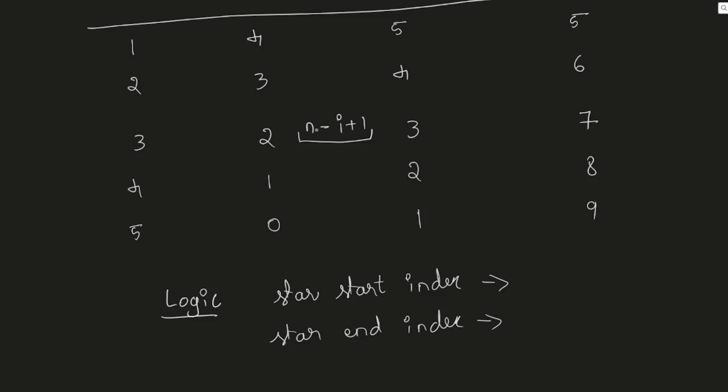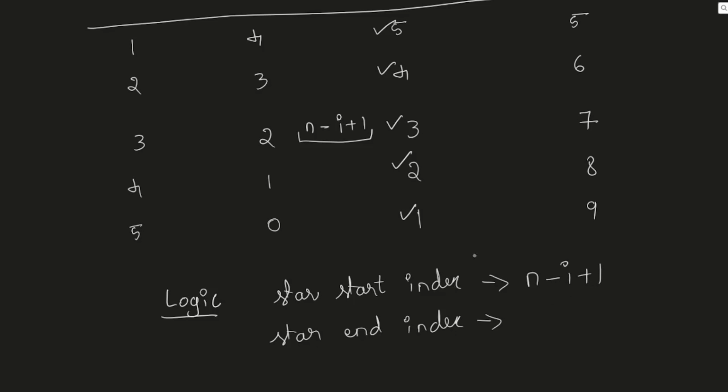For row 1, 5 minus 1, 4, 4 plus 1, 5. This is holding good. 5 minus 2, 3, 3 plus 1, 4. 5 minus 3, 2, 2 plus 1, 3. 5 minus 4, 1, 1 plus 1, 2. 5 minus 5, 0, 0 plus 1, 1. Yes, all the numbers are holding good here. So we can consider the logic for star start index as n minus I plus 1.